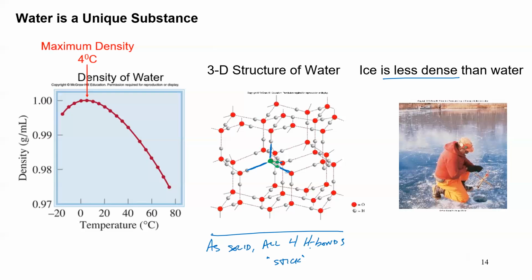And so because hydrogen bonds keep those molecules a set distance apart, they can't get any closer like they would if it was liquid water and they were moving a lot. They're locked into this crystal structure. And it turns out that they're on average farther apart in the crystal structure than they are in liquid water. And so that's why ice is less dense than water: these molecules are less closely packed in ice versus liquid.